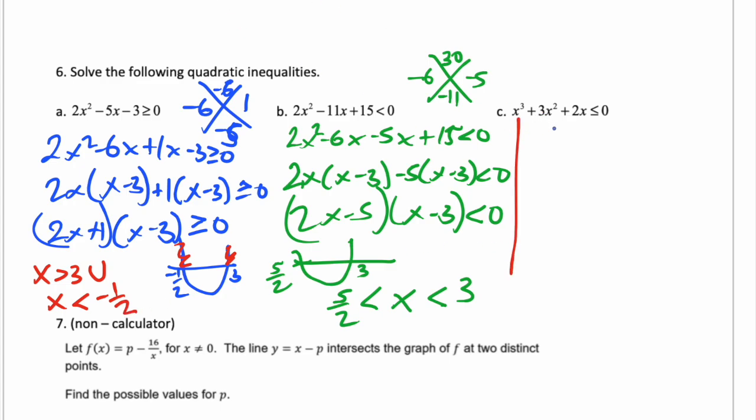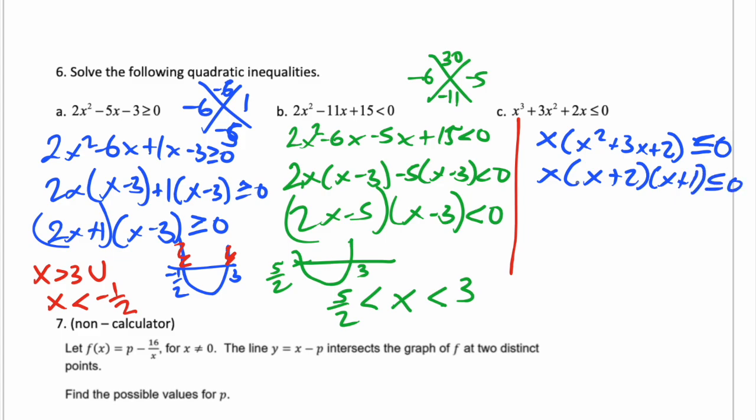Okay, now this one's a cubic. So let's factor it like this first, and this factorizes nicely. Now if you don't know what a cubic is, you can make a sign diagram like I did before, but cubics go like this. Let's write in the roots first. We have roots at -2, -1, and 0. So your cubic is going to go like that.